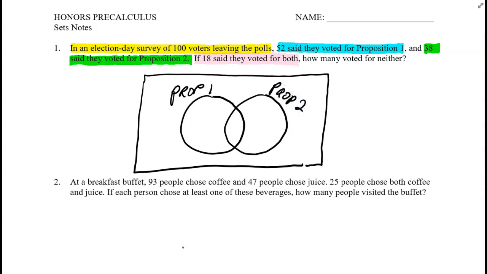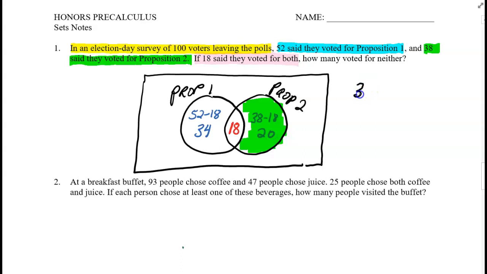And as we discussed in class, you always start in the middle, which means I'm going to start with this 18 that I just wrote in red. Now to figure out the people that just voted for Proposition 1 only, I'm going to have to do 52 minus 18. And when I do that on my calculator, you will get 34. To figure out the number that goes in this green section, which means they only voted for Proposition 2, I'm going to do 38, take away the 18, which is 20.